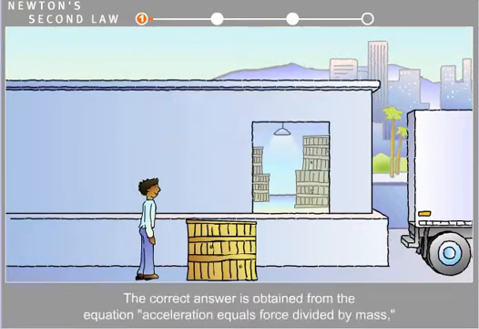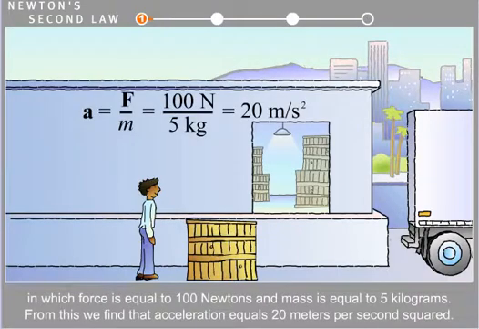Correct. The correct answer is obtained from the equation acceleration equals force divided by mass, in which force is equal to 100 newtons and mass is equal to 5 kilograms. From this, we find that acceleration equals 20 meters per second squared.